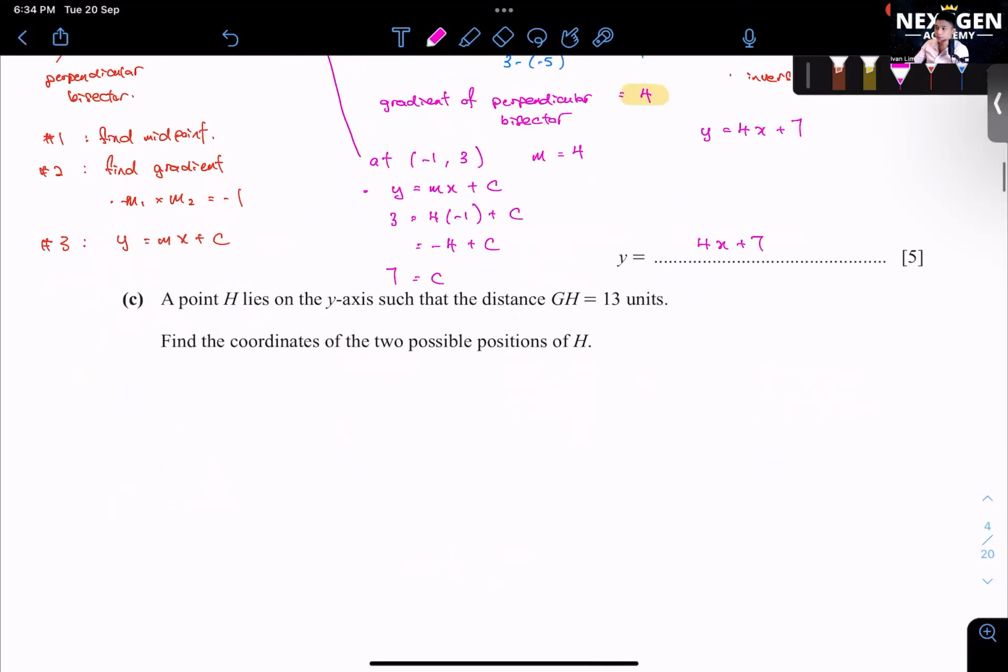Question C. A point H lies on the y-axis. This one I think a lot of people got wrong. Most students don't know how to do this one because, like what I say, in every paper there will be 1 or 2 questions that you probably never really saw before. So that's why we cannot get the other questions wrong. If you see enough Paper 4 questions, most of the questions are actually the same type, but maybe there will be 1 or 2 that you never saw before.